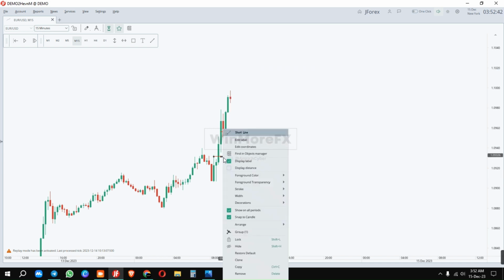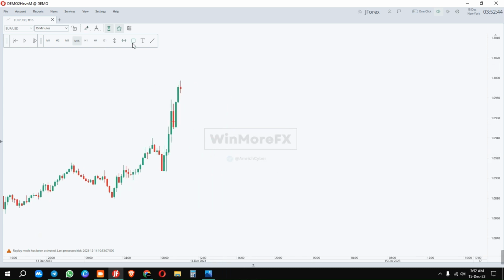So ICT power of 3 says when it is a buy day, we want to see them going lower than the open price, tricking traders to go short and then going long. They trick traders to go short and then they go long.